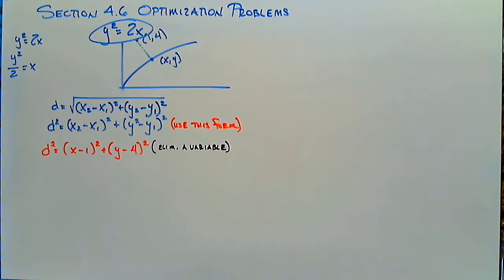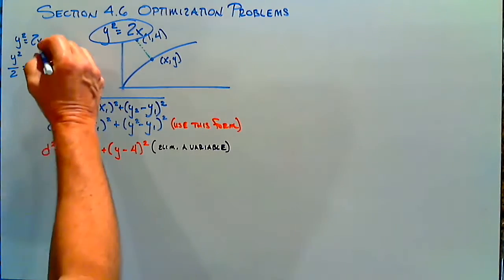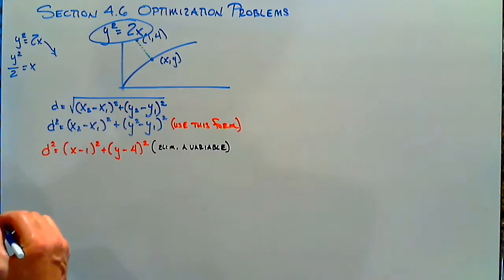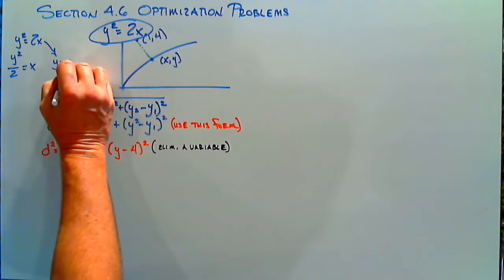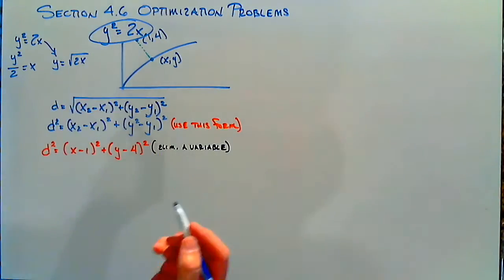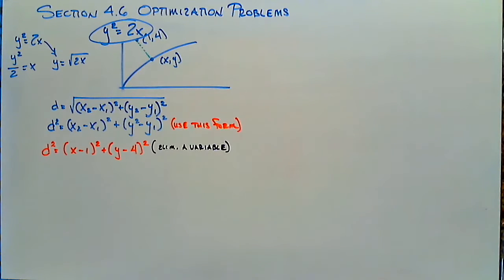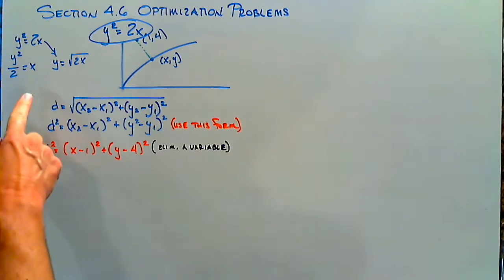Now, we could eliminate the y. You could take the other option, right? You could write this as y equals the square root of 2x. I'm not so sure that's the best choice. If you don't have to introduce a radical into the problem, why introduce a radical into the problem? So I'm going to choose to eliminate the x.